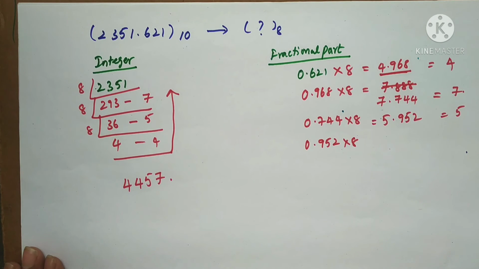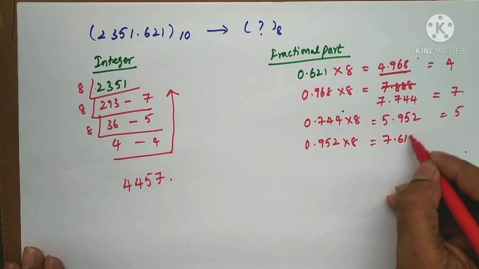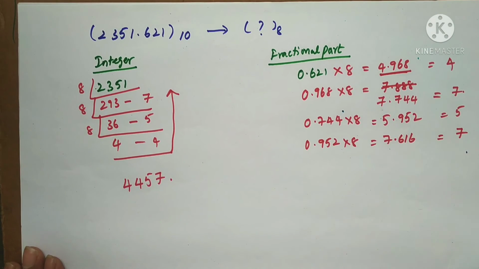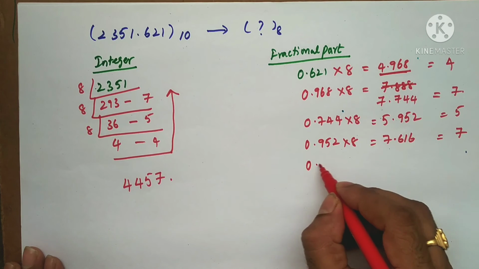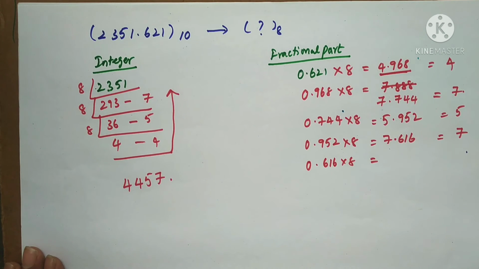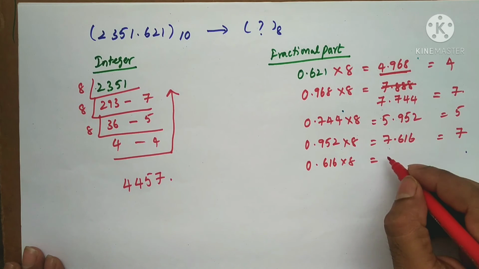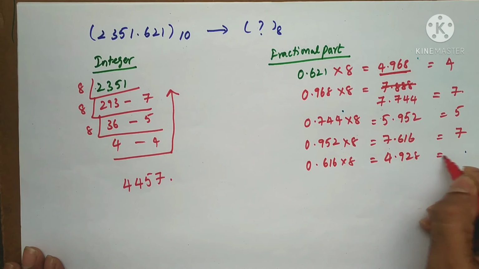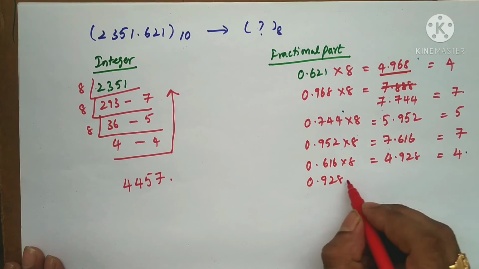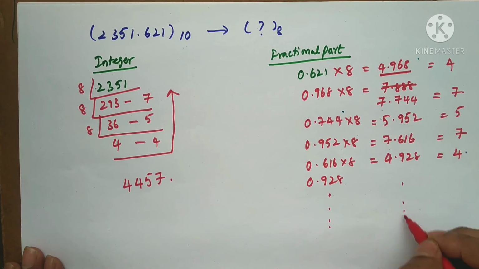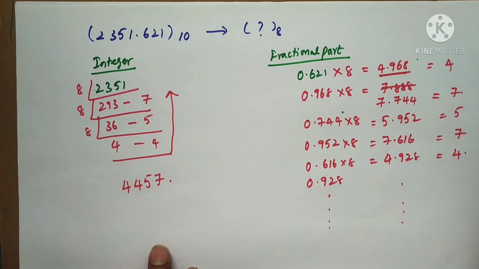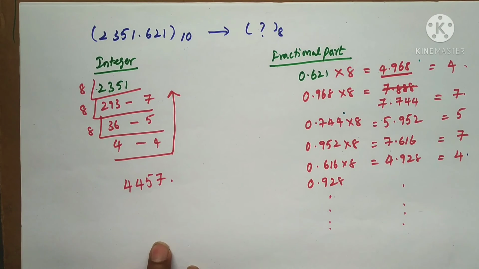The value is 7.616. From this take out the integer part, 7, and write down the fractional part 0.616. Into 8, the value is 4.928. Take out the integer part and write down the fractional part. Likewise you have to perform. Mostly take up to 5 values, it's enough.